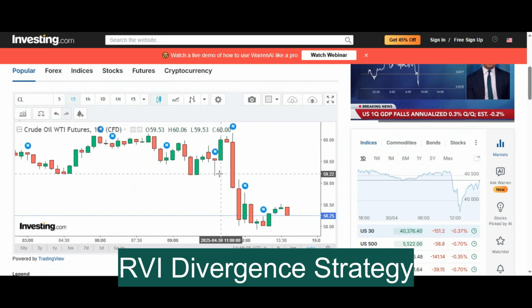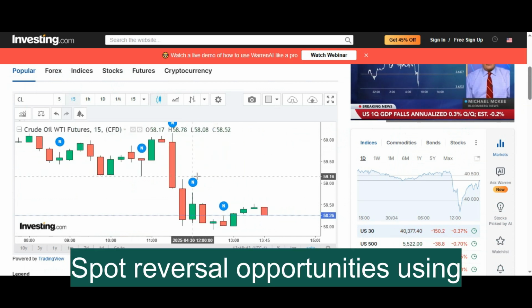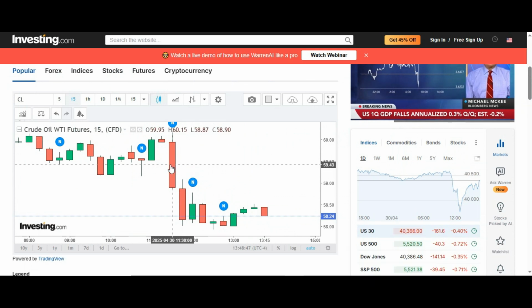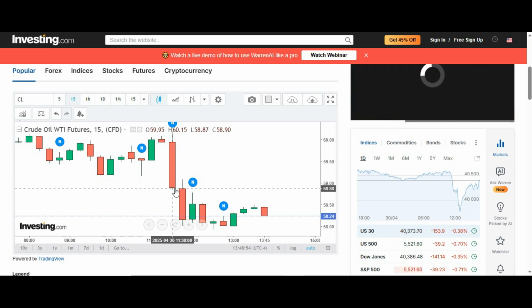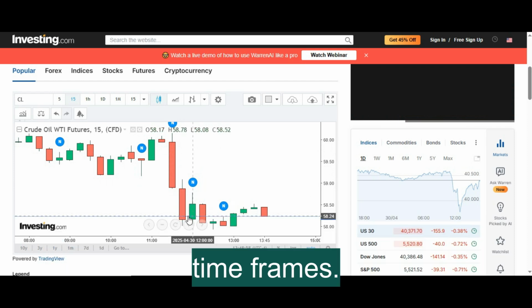Strategy 3. RVI divergence strategy. Spot reversal opportunities using divergences between price and RVI. Strategy 4. Multi-time frame RVI confirmation. Boost accuracy by confirming setups across time frames.